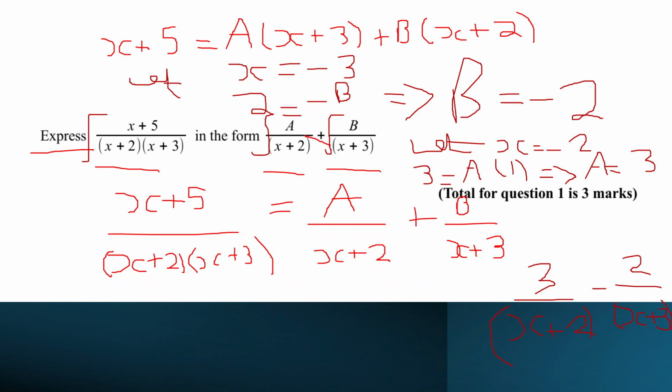Remember, if you're wondering, this would integrate into 3 ln, or natural log, of (x + 2), minus 2 natural log of (x + 3), and then not forgetting our integration constant, the plus c.